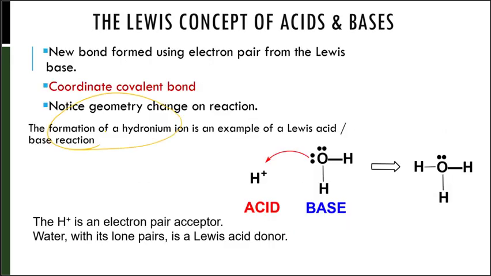Let's look at the formation of a hydronium ion. If I have H+, well, hydrogen we know has one electron. So if it gives it away, it therefore has no electrons. So H+ has no electrons around it.